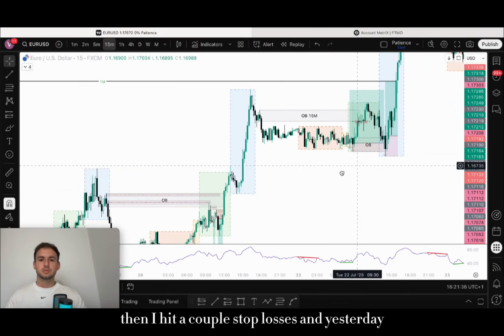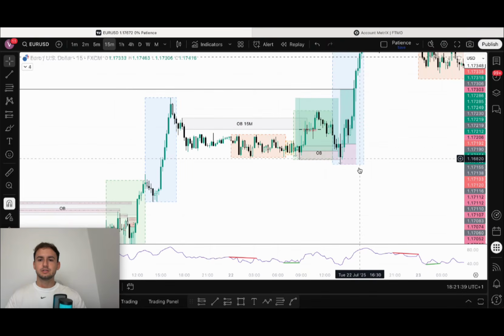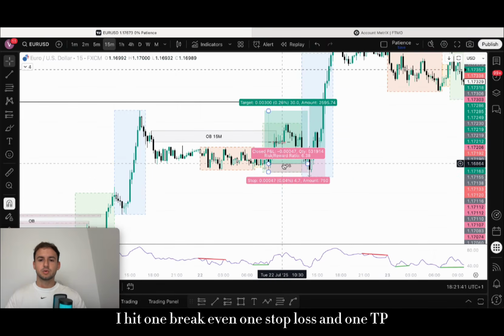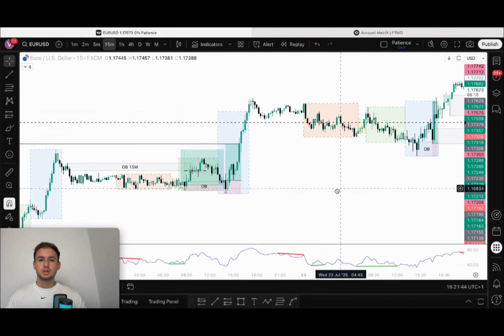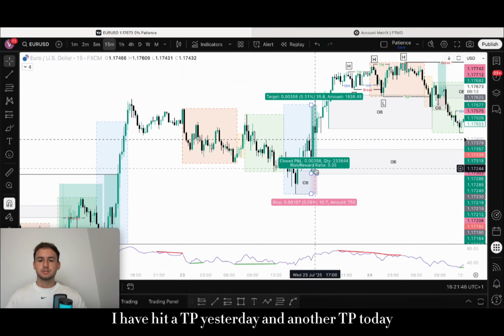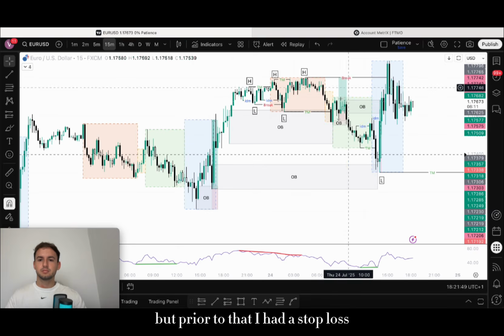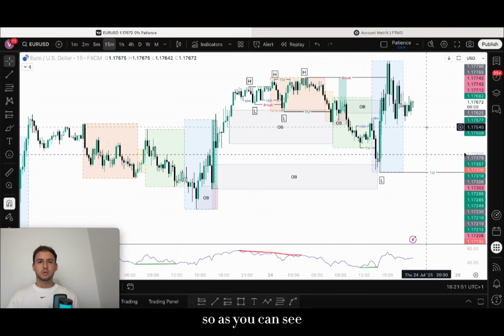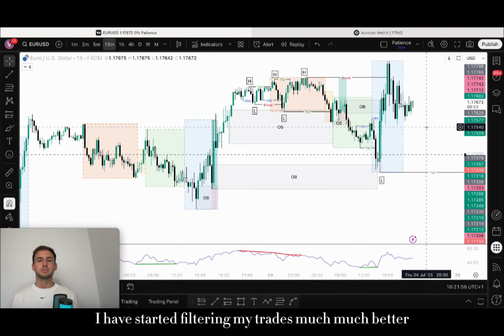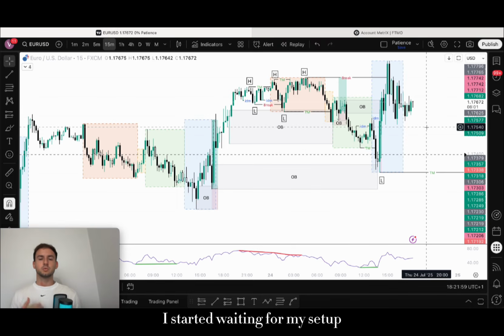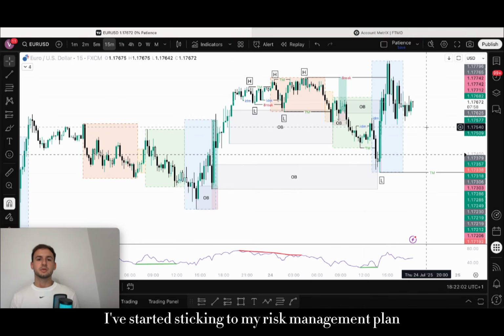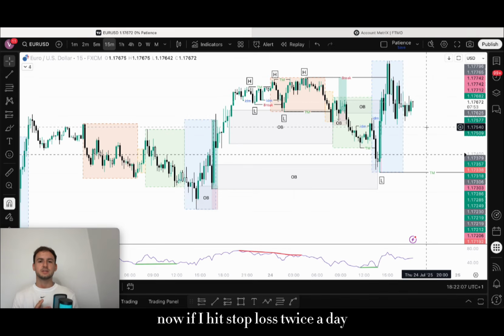Then I hit a couple of stop losses, and yesterday, no sorry, 2 days ago, I hit one break even, one stop loss and one TP. And again, I hit a TP yesterday and another TP today, but prior to that I had a stop loss. So as you can see, maybe if you follow me for some time, I have started filtering my trades much better. I've started waiting for my setup, I've started sticking to my risk management plan. I don't lose more than 2 trades per day now. If I hit stop loss twice a day, that's it, I'm done. I close my charts. I can still monitor maybe, but I'm not going to place any trades, okay?